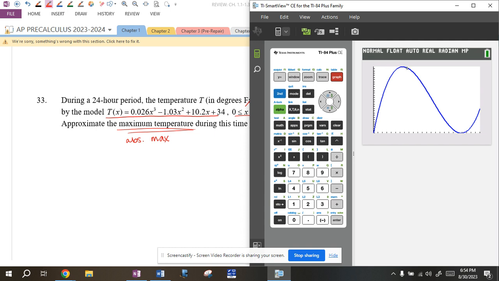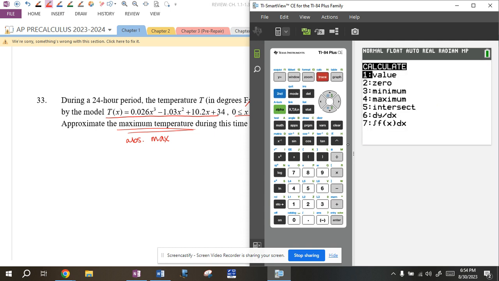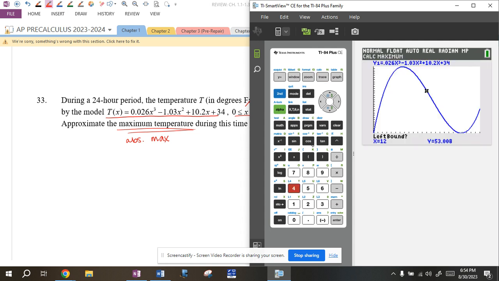That point right there. So go to second, trace, maximum. Left bound means move your cursor to the left, past the maximum, press enter. Right bound, move your cursor to the right, past the maximum, press enter. Guess, you really should say calculate, enter. And it tells me what the point is.